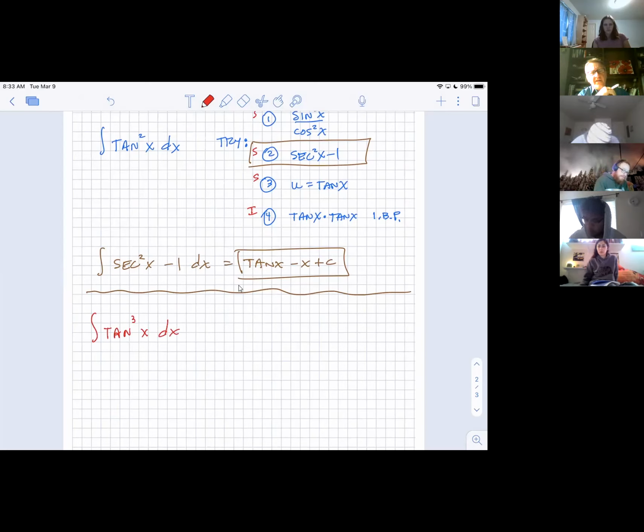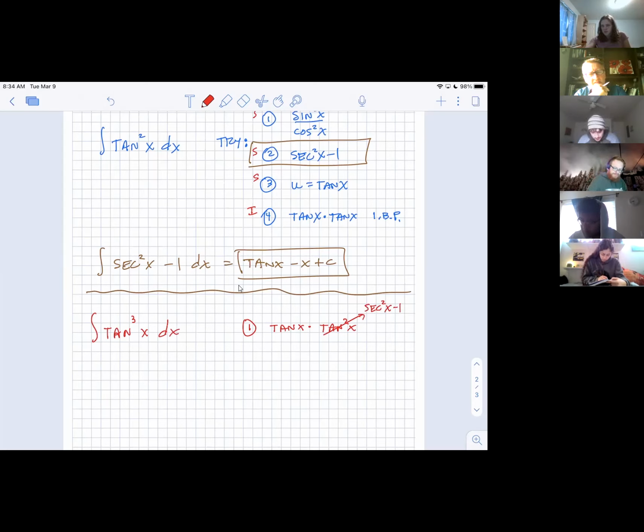There's a part of me, and I haven't prepared this example, which I think is important, but there's a part of me that kind of wants to start like we did with sine, where I'd split it into tangent of x times the tangent squared of x, and then replace that with secant squared minus 1. And I'm kind of wondering, is that good? So that seems to be worth trying.